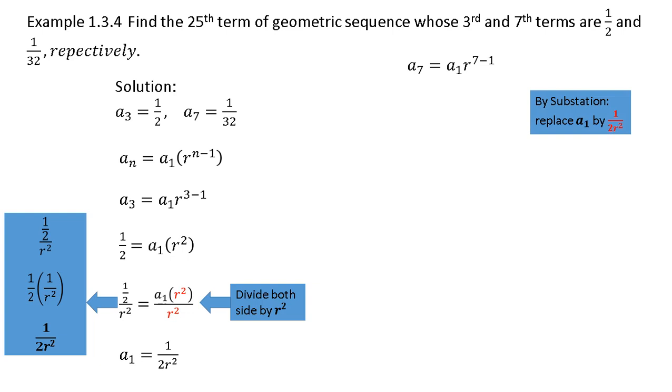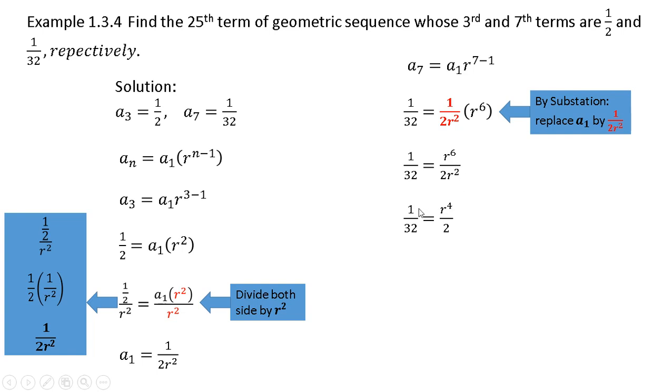We'll substitute the value of a sub 1 here in a sub 7. We have a sub 7 equals 1 over 32 equals 1 over 2 r squared, times r to the power of 7 minus 1. Okay, 1 over 32 equals r to the power of 6 over 2 r squared. This is just by multiplication, multiplying 1 times r to the 6, so it can be the numerator. And we have the 2 r squared as the denominator. Using the law of exponents, since both are the same variable r, we'll just subtract the exponents. So 6 minus 2, that's 4.